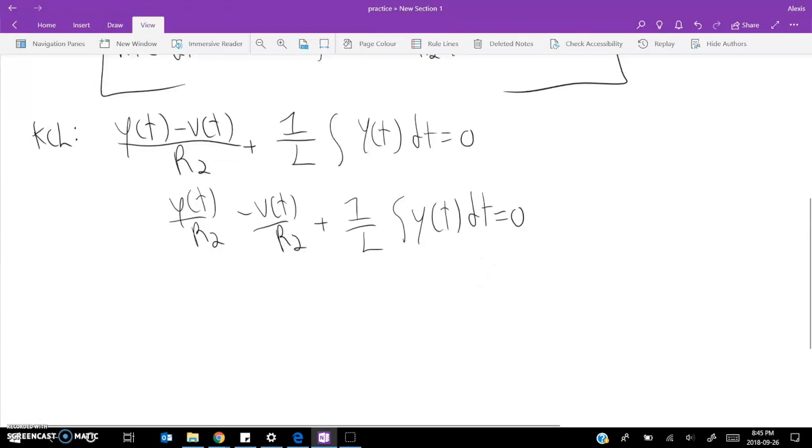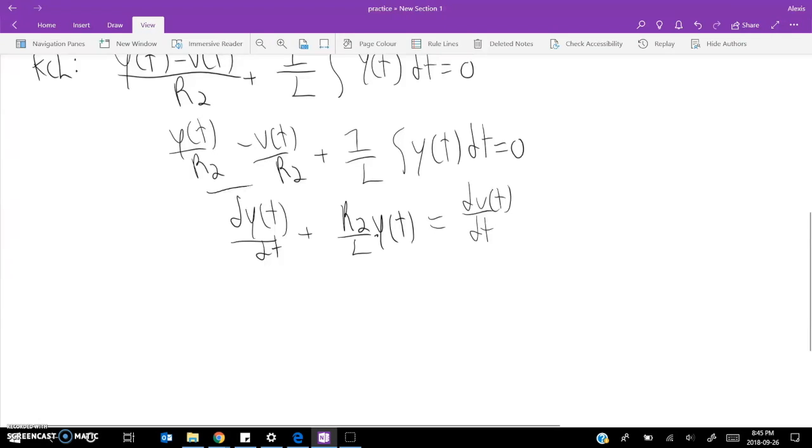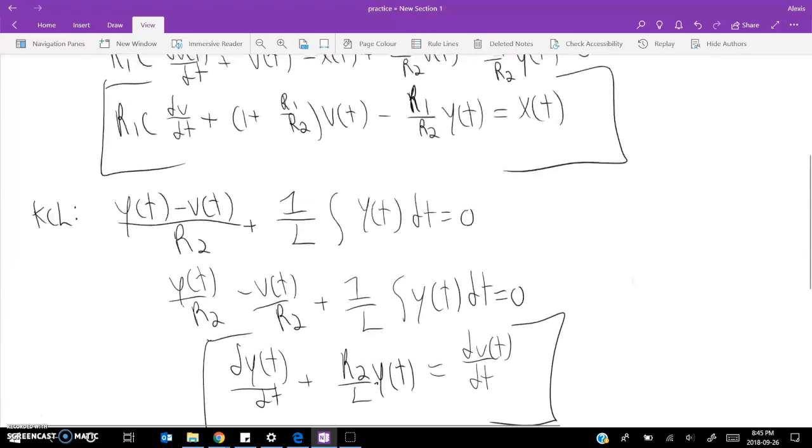And then if we further derive this equation and then simplify it, we want to do so because we want to get rid of the integral. So we would obtain dY of t dt plus R2 divided by L multiplied by Y of t, and all of this would be equal to dV of t. So now we have reached our second important equation in solving the ODE.